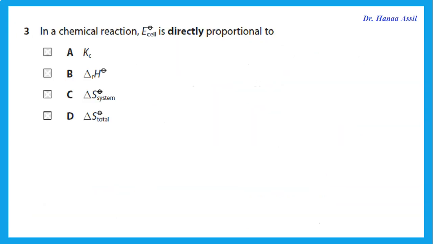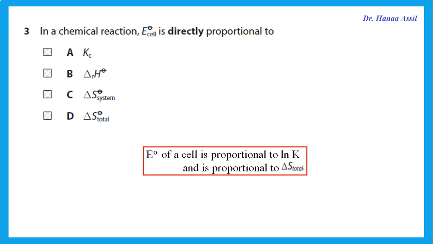In a chemical reaction, E cell is directly proportional to what? We should be familiar that E cell is directly proportional, first of all, to ln K, not K, so A is wrong. It is proportional to ln, natural log of K. It is also proportional to delta S total, since delta S total is proportional to ln K. So delta S total we know is equal to R ln K. So E naught is proportional to natural log of K, the equilibrium constant, and is proportional to delta S total, not the system, and not delta H.